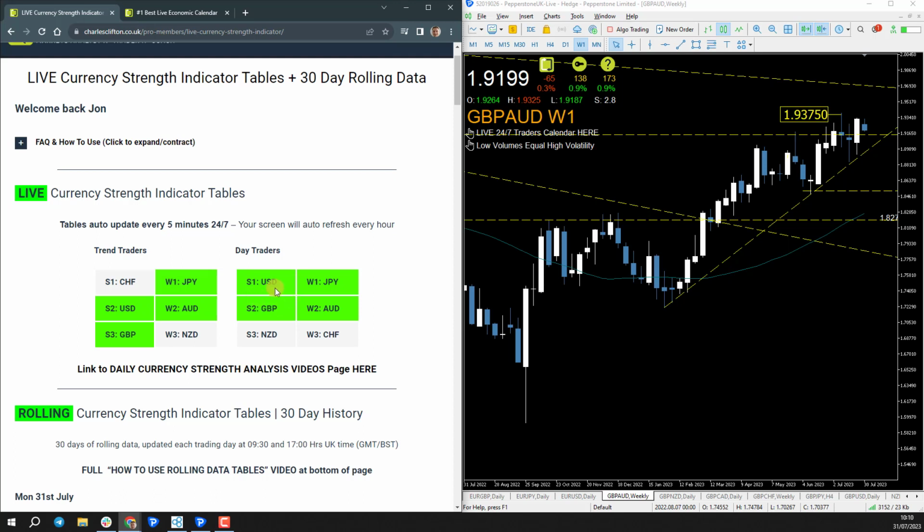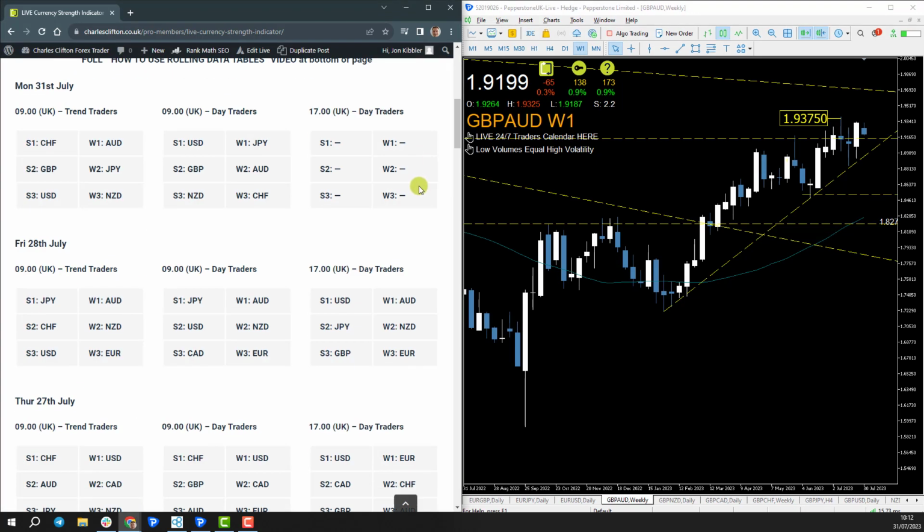Pound also strong as well. Now there is some data coming up for the pound this week, which is a Bank of England rate decision. We're expecting the Bank of England to hike rates by 25 basis points. So pound could continue to strengthen into that event. Now you can see I've got pound Aussie open here on the right hand side. So we're going to check out this currency pair first.